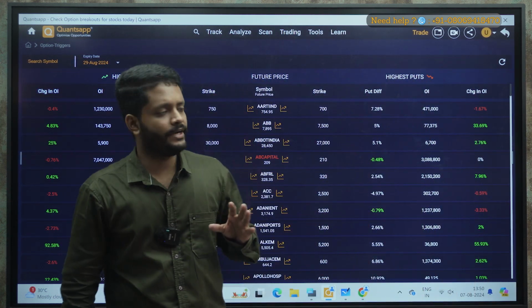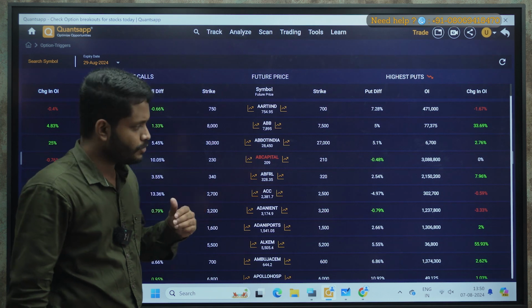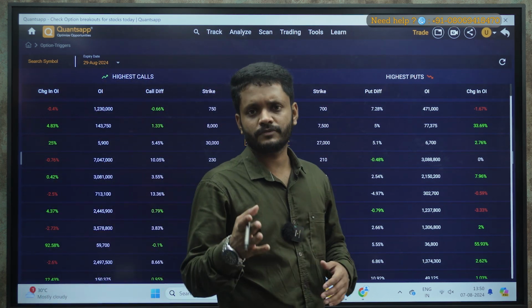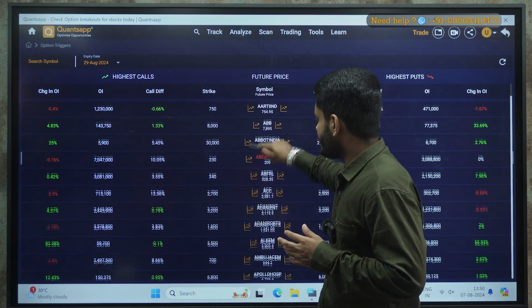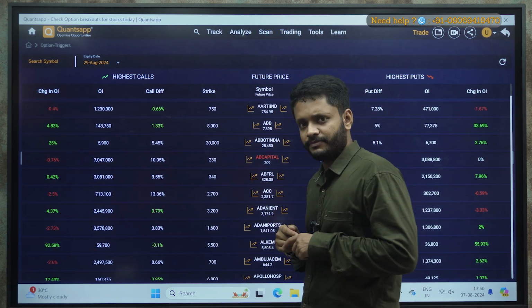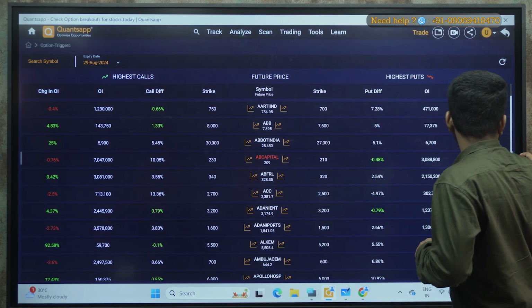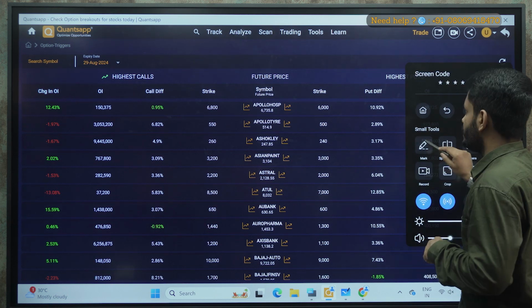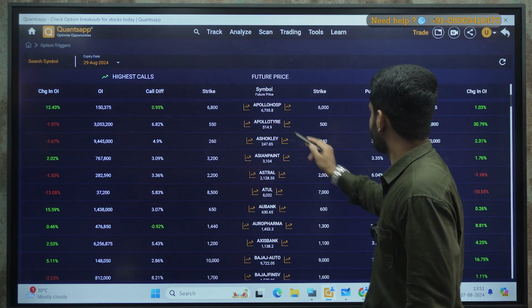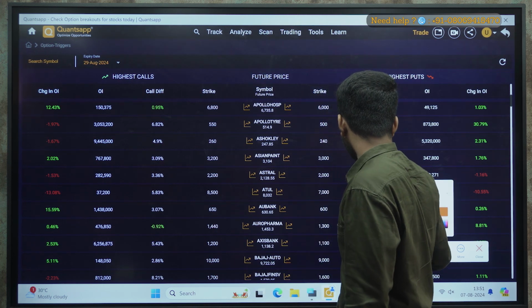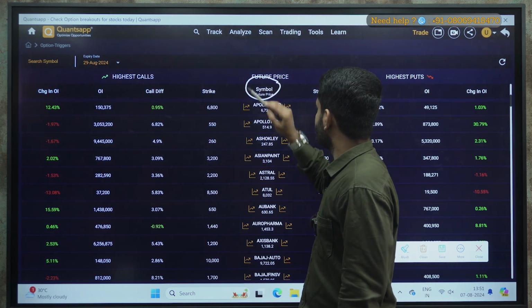Let me give you a brief introduction about the interface. Those who have seen, it is fine, but many people are joining Quantsapp day by day, so that's why let me explain the interface once again. Okay, so if you see in the middle, there is a future price, you can say, or symbol, correct? Give me a second. Symbol or future price.